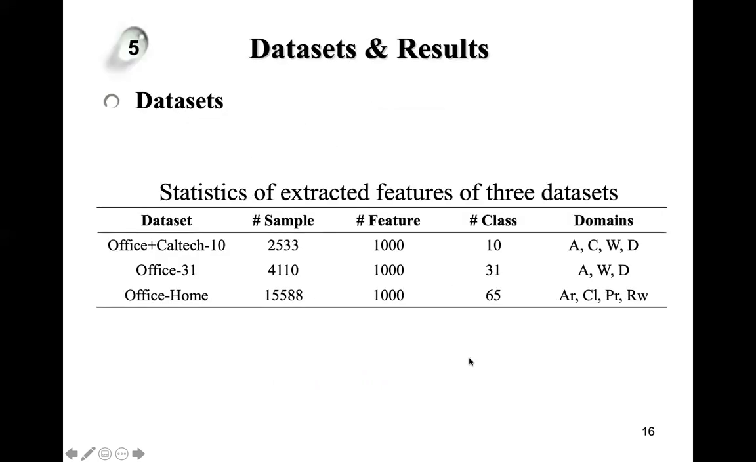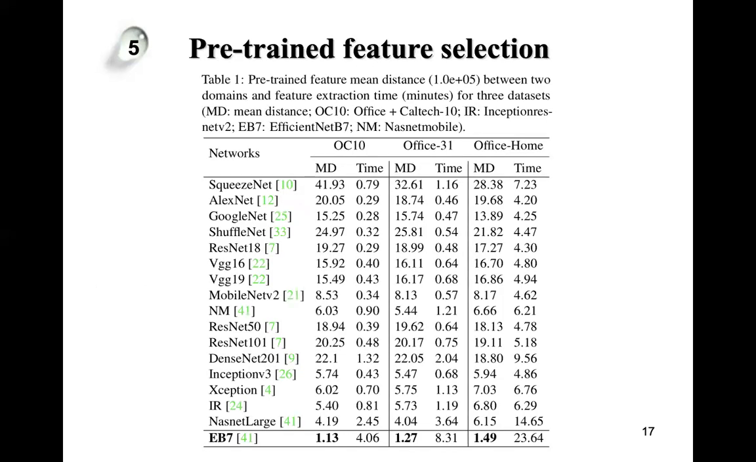We also test our model using 3 different benchmark datasets: Office Caltech, Office 31, and Office Home. We first show the pre-trained feature selection results. As we can see from the last row, our EfficientNet B7 achieves a minimum distance MD here among all 3 different datasets. Although it takes a longer time to extract features, finally it will lead to much higher accuracy.